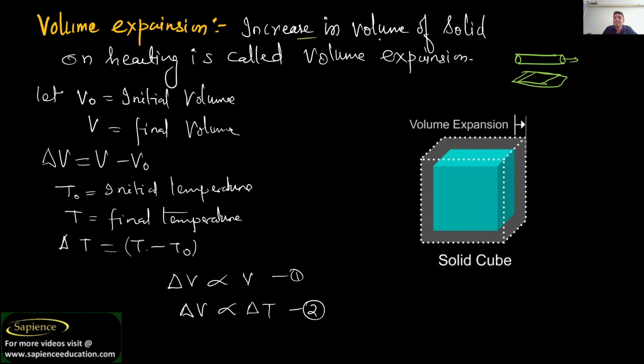So the increase in the volume of a solid on heating is called volume expansion. When you increase the temperature of a solid body, what will happen? Its volumetric expansion will happen. Means everywhere, every side, every length will expand. It means that there is a change in volume. So let us consider there is an initial volume that is known as V naught.